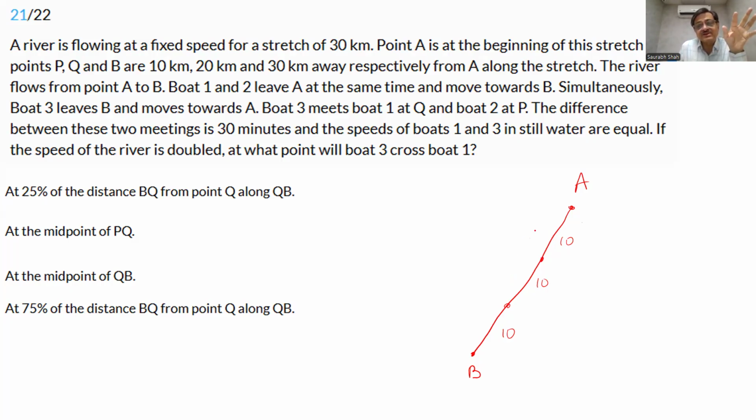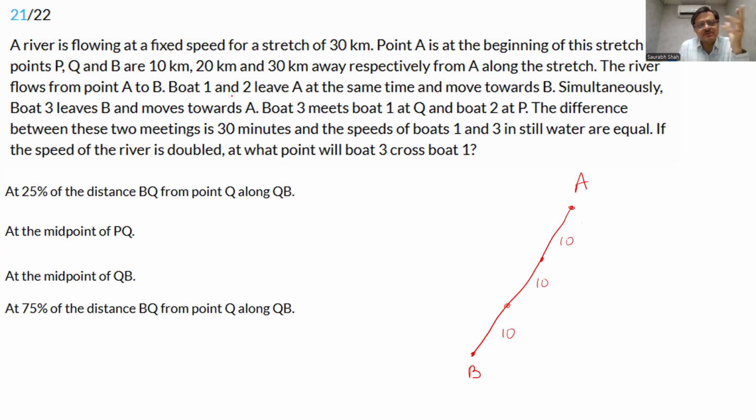The question also mentions that the speeds of both boats A and B are equal. A wonderful thing. So whether it is A moving upward or downward, B moving upward or downward, doesn't matter. Let the speed of the river be something. Now, where do boats 1 and 3 meet?